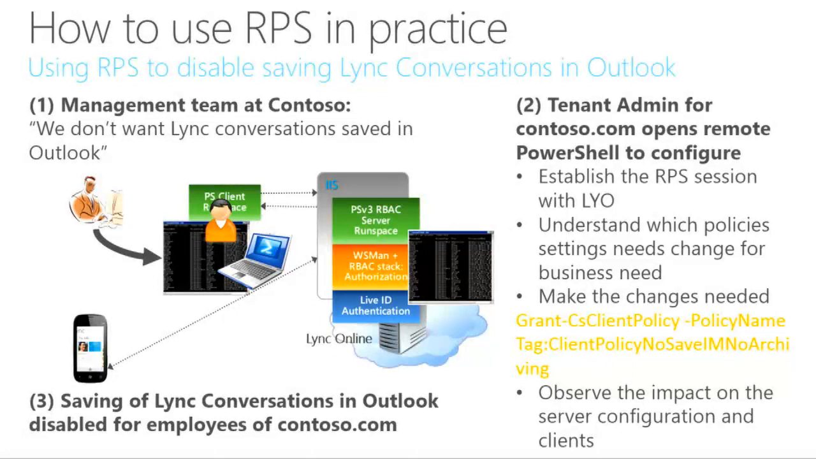Now, the way it actually works is it's completely client-side functionality. That is, it's kind of a MAPI call between the Lync client and Outlook itself. So the way to control that is through a client policy. That is, you need to let the client know not to do that, right? So the tenant admin would launch a remote PowerShell session into our Lync Online servers, and my demo will show how to do that.